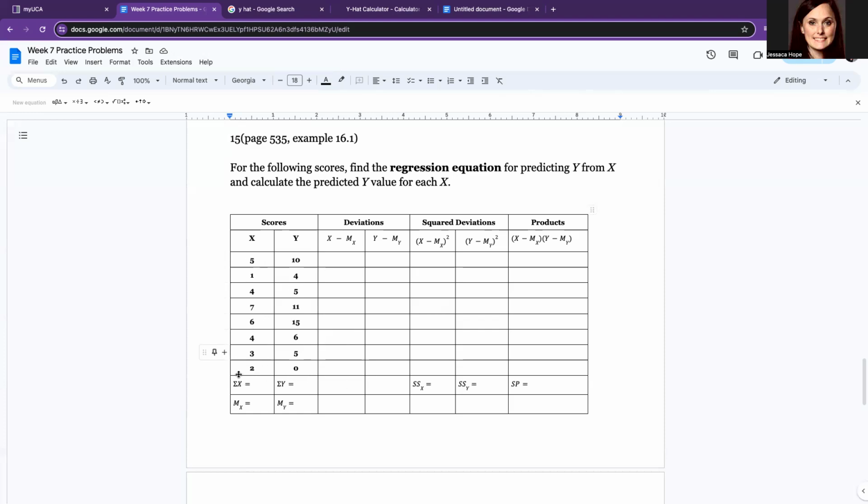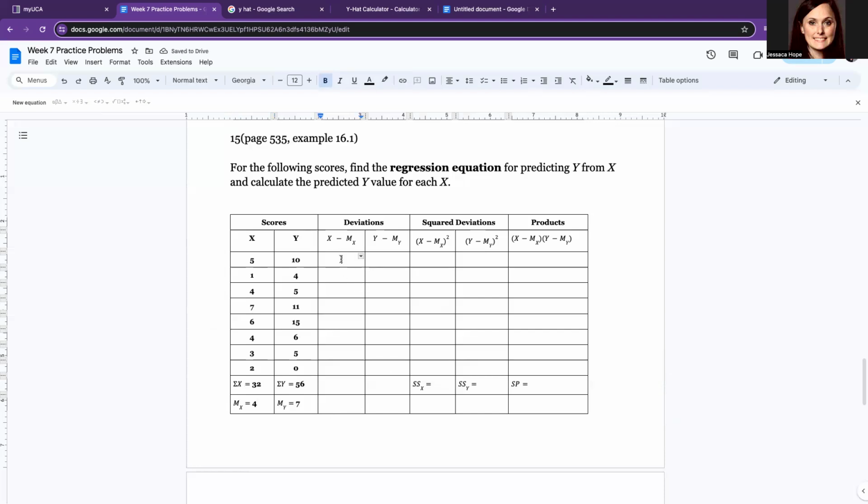So sum of x is 5 plus 1 plus 4 plus 7 plus 6 plus 4 plus 3 plus 2 is 32. Sum of y is 19, 30, 45, 51, 56. The mean of x is 32 divided by 1, 2, 3, 4, 5, 6, 7, 8. So 4. 56 divided by 8 is 7.